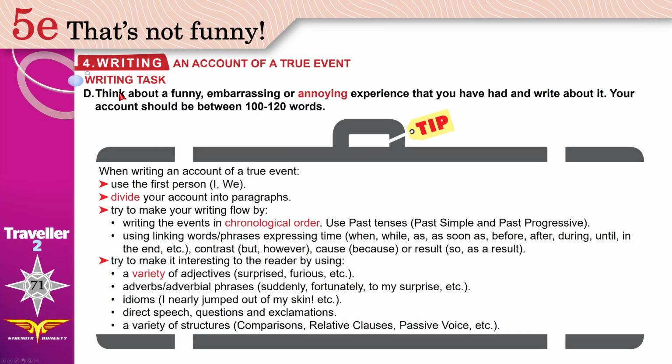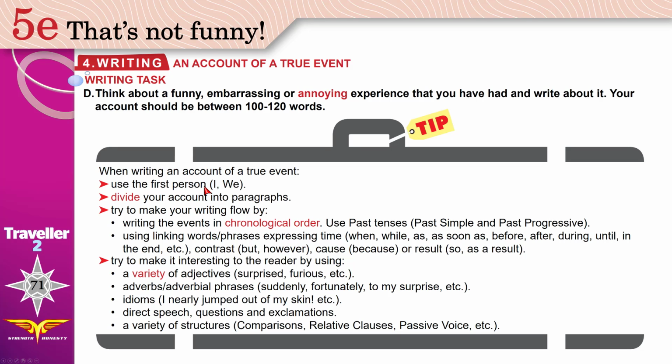Writing task D. Think about a funny, embarrassing, or annoying experience, an experience that bothered you, that you have had, and write about it. Your account should be between 100 to 120 words. And here are a few tips for you before we start. When writing an account of a true event, remember to use the first person.